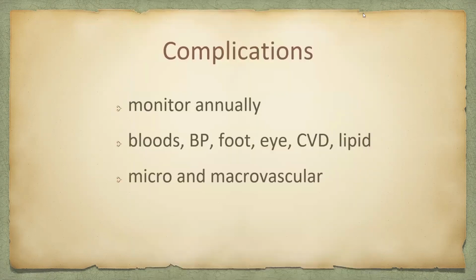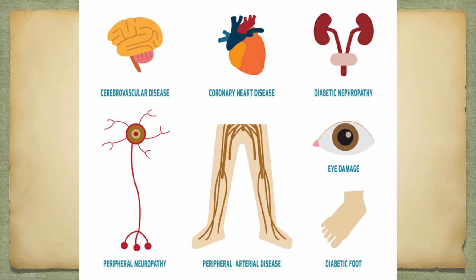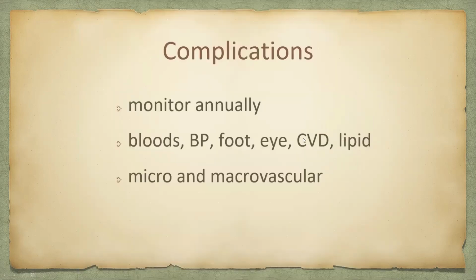So complications of diabetes are very important. We need to monitor them annually. There are microvascular and macrovascular complications. So they need annual blood tests, annual blood pressure checks, foot check, eye check, making sure they have the annual retinopathy checkup, checking their cardiovascular risk factors, and checking their lipid profile.